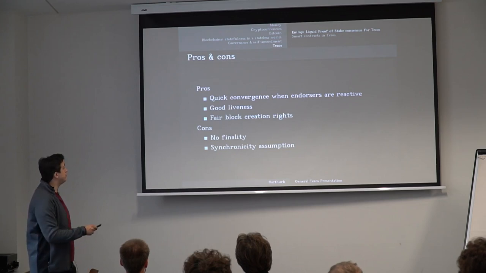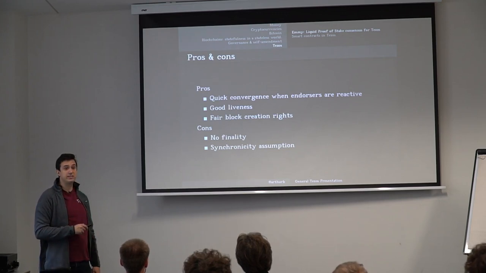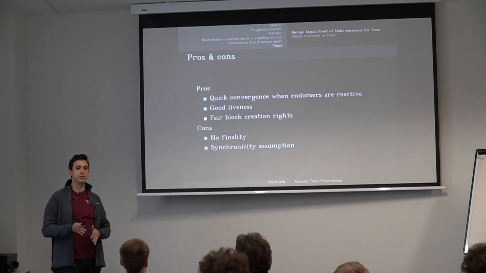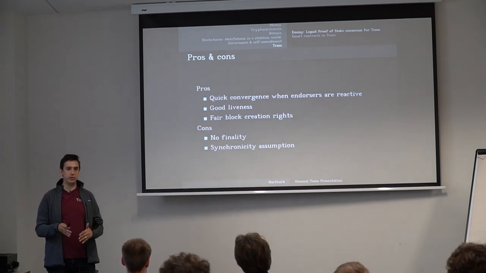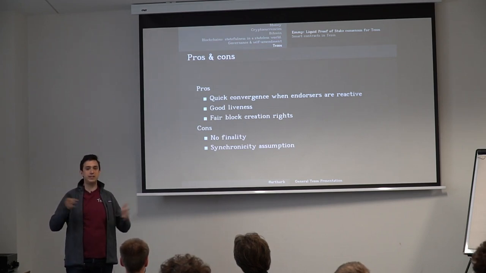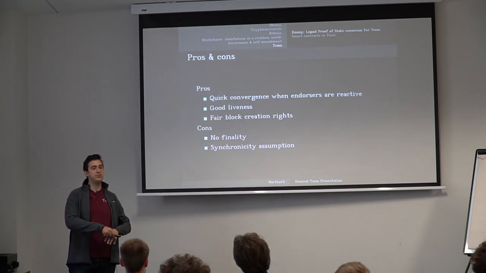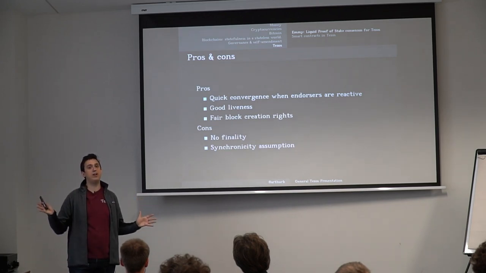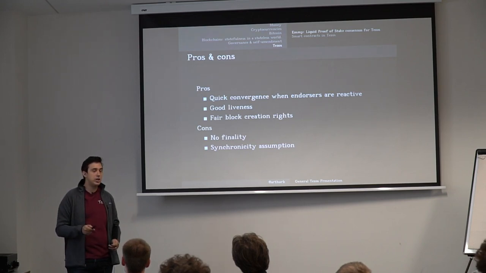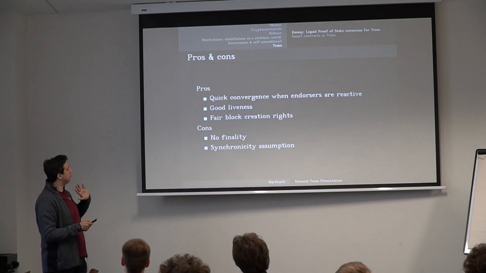So it converges very quickly to consensus when the endorsers are reactive. The fact of having 32 endorsers that you sample randomly in a network, after a few times that you've selected 32 random persons, you've selected a large fraction of the ownership base. And if they all agree on the history and they're honest, they're unlikely to depart. So your blockchain is going to converge pretty quickly.